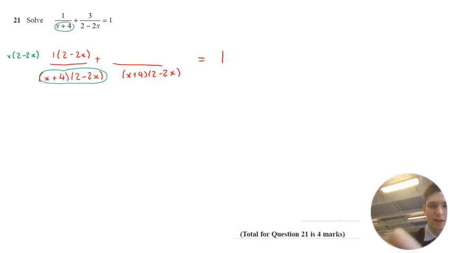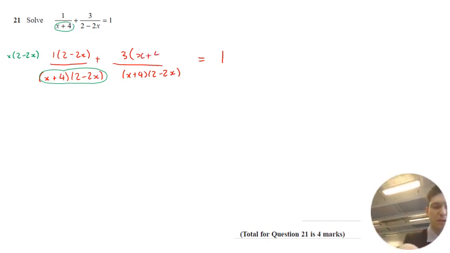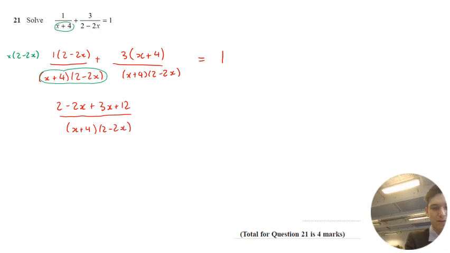Okay, next one. What am I going to multiply the 3 by? Well, what's missing is the x plus 4. So I'm going to multiply it by that. Okay, next step, I'm going to simplify the numerators. So I've got 2 minus 2x plus 3x plus 12 all over x plus 4 times 2 minus 2x equals 1.